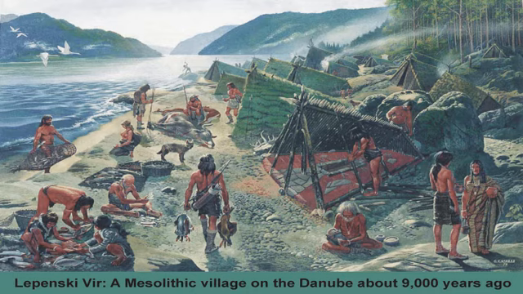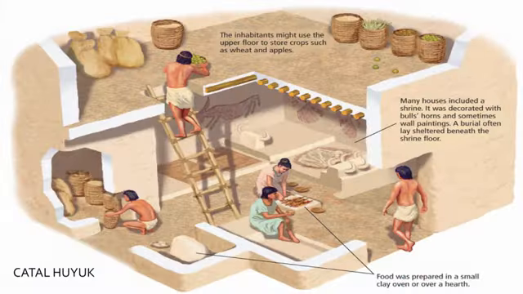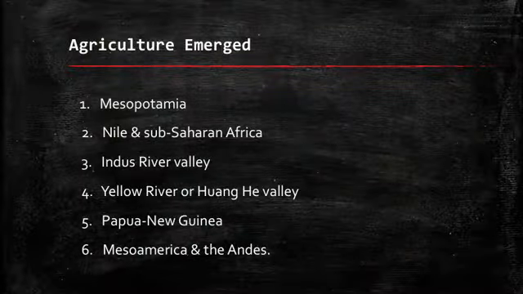Some of these early villages on the Blue Danube, here you see about 9,000 years ago. But Çatalhöyük, and I hope I'm pronouncing that correctly, and Jericho were some of the earliest settlements where man lived in large numbers. And we're talking around 50,000 people. But this is because of the Neolithic Revolution.